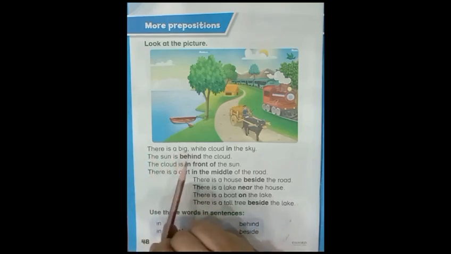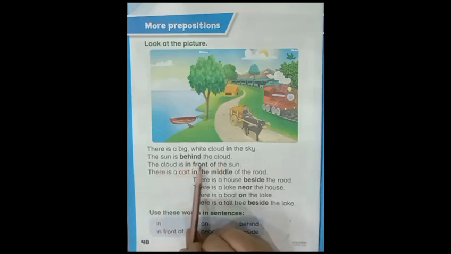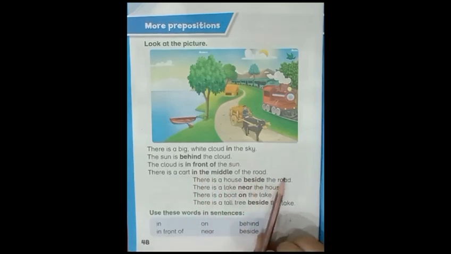There is a big white cloud in the sky. The sun is behind the cloud. The cloud is in front of the sun. There is a cart in the middle of the road. There is a house beside the road. There is a lake near the house. There is a boat on the lake. There is a tall tree beside the lake.